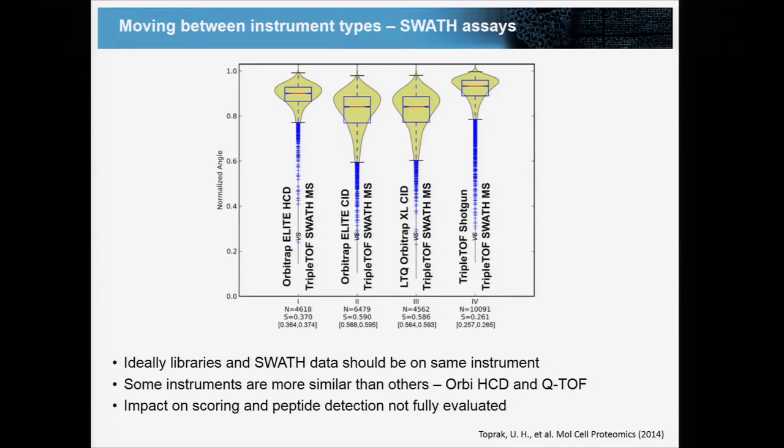So if you take the spectra from an Orbitrap Elite in HCD mode and you compare it to a TripleTOF in SWATH-MS mode, then this is the agreement. It's actually pretty close to the TripleTOF versus the TripleTOF, right? So this is the closest, TripleTOF DDA versus TripleTOF SWATH. And here the agreement is very good. Orbitrap HCD is also pretty good. Orbitrap in CID mode, it gets much worse, and this is also an Orbitrap XL in CID mode.